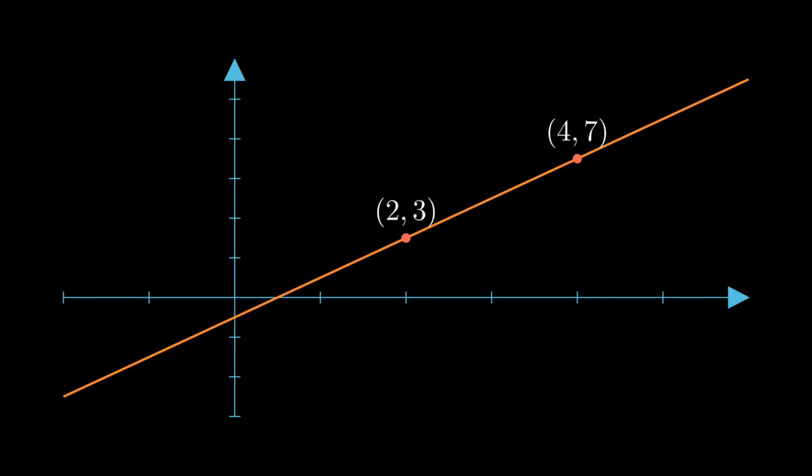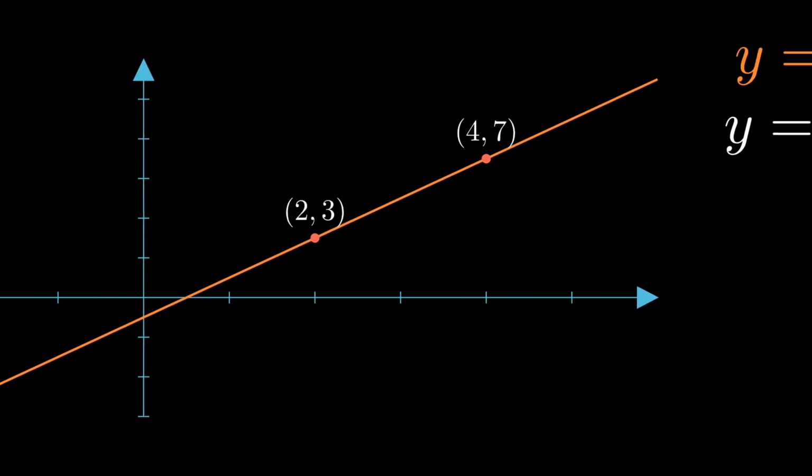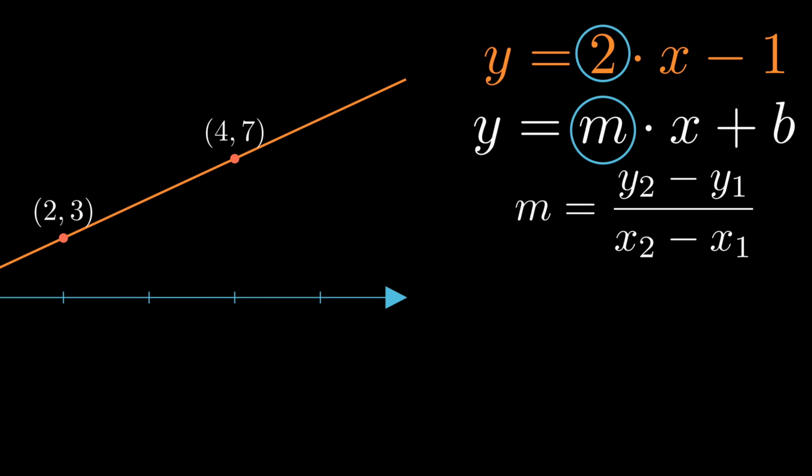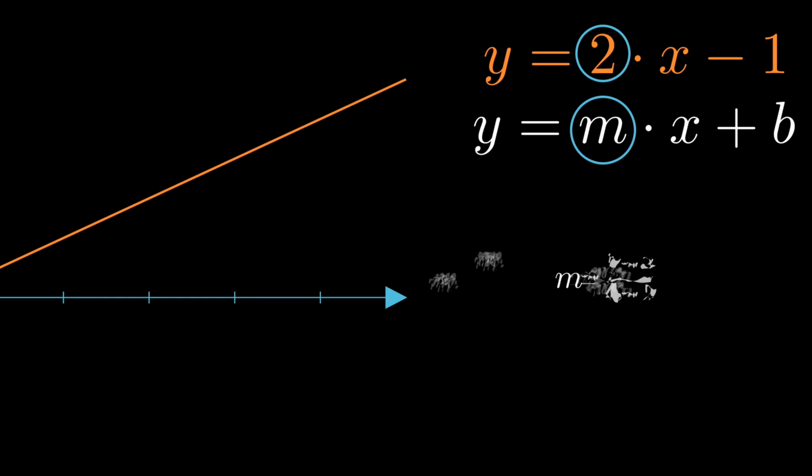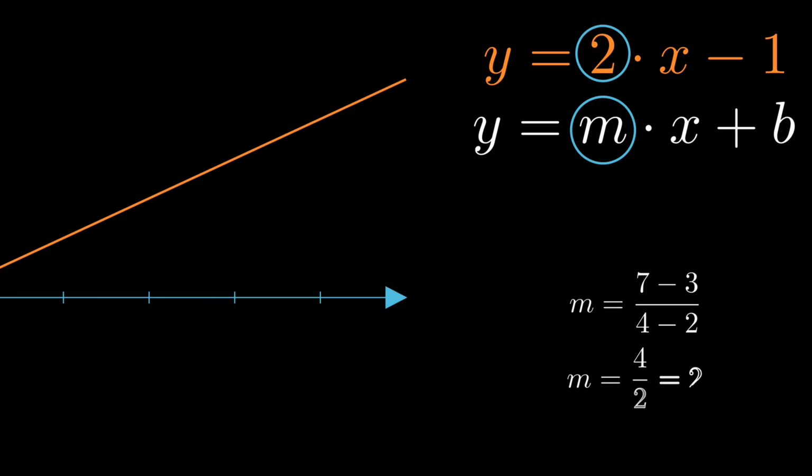So we choose a random point on the line, and then another random point on the line, and since the gradient is the difference in y divided by the difference in x, I put these numbers into the formula, and I get, not surprisingly at all, 2 as our gradient.